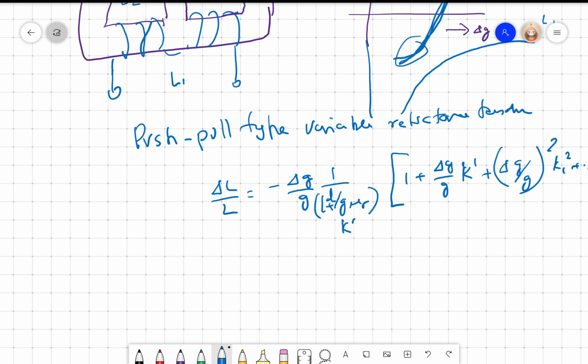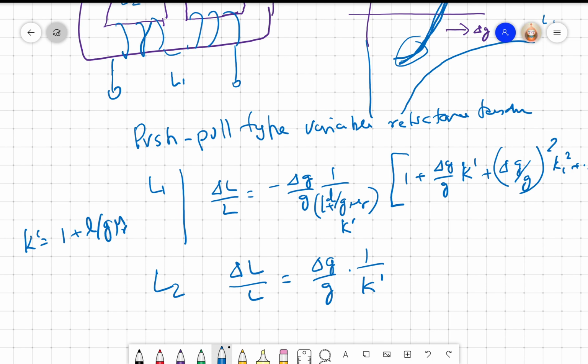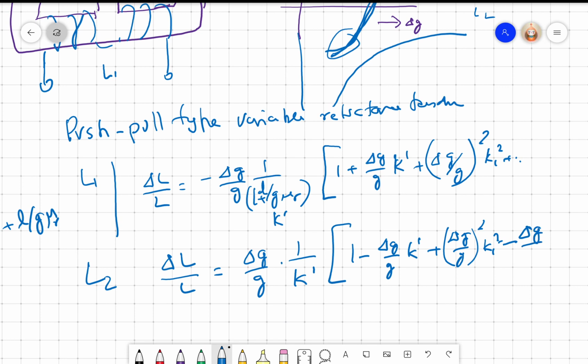Now this is for L1. At the same time I look at L2. L2 will have delta L by L. Please remember, it's going to see increasing delta G. So I will have plus delta G by G into 1 by K dash. Please remember, K dash is equal to 1 plus L by G mu R. So I can write this as, because now positive, 1 minus delta G by G into K dash plus delta G by G whole square into K dash square minus delta G by G whole cube into K dash cube.